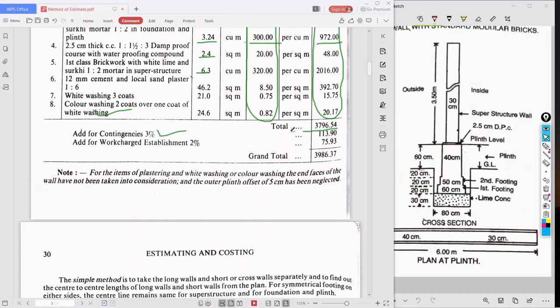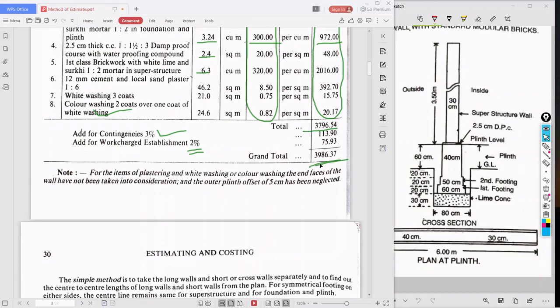Okay, and as I told you earlier, we need to add contingencies to the total amount. So 3% of 3796 is 113.90. And we also charge work charge establishment, which is 2%. So totally 5% of 3796. So you need to mention both. Add contingencies at 3%, that is 113.90, and 2% for work charge, that is 75.90. So add them all, you will get approximately 3986.37.